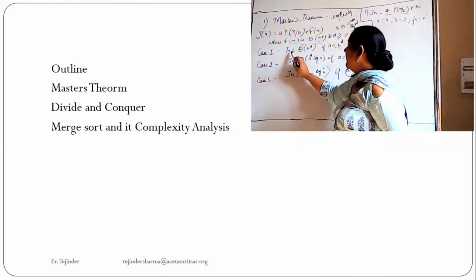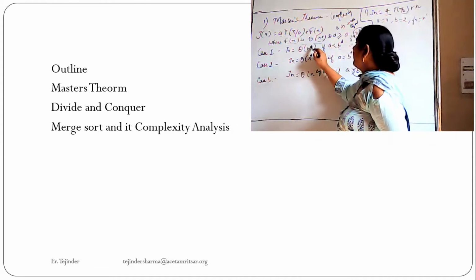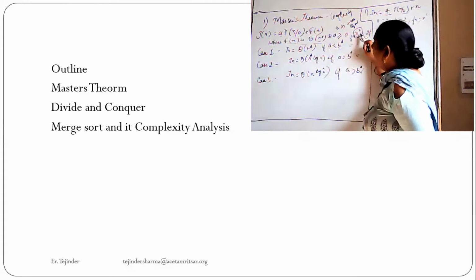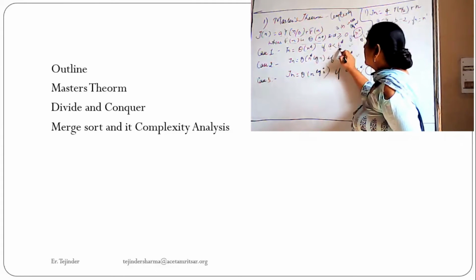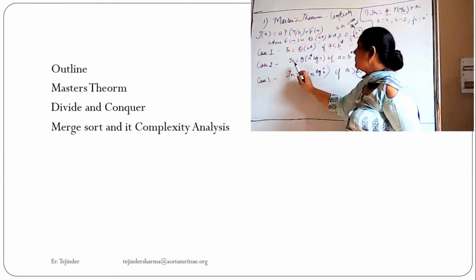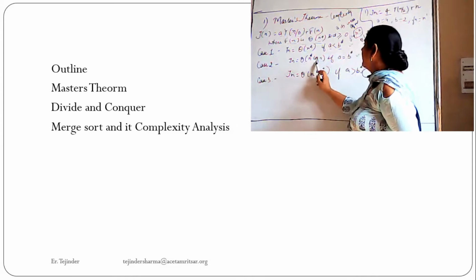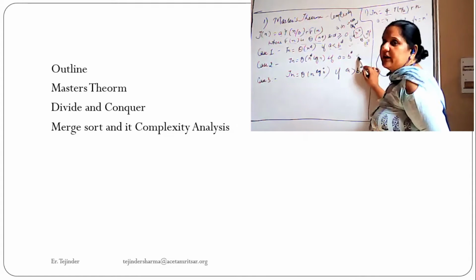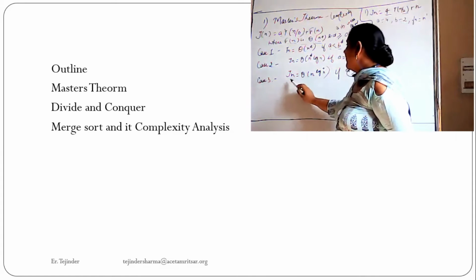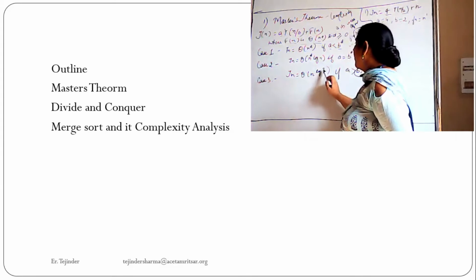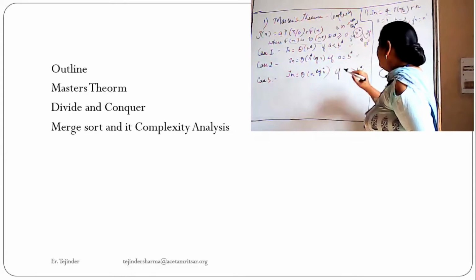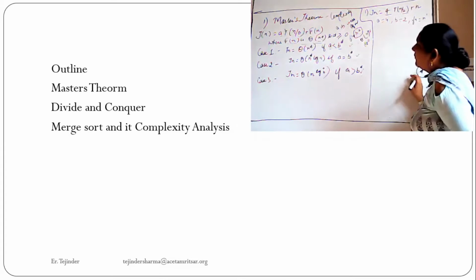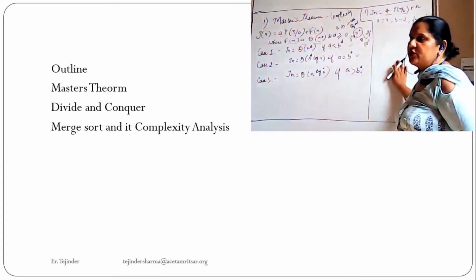Case 1: T(n) is equal to theta of n raised to power d, if a is less than b raised to power d. Then case 2: T(n) is equal to theta of n^d log n, if a is equal to b raised to power d. Then case 3: T(n) is equal to theta of n raised to power log a base b, if a is greater than b raised to power d. Now we will be looking at the examples of each of them.